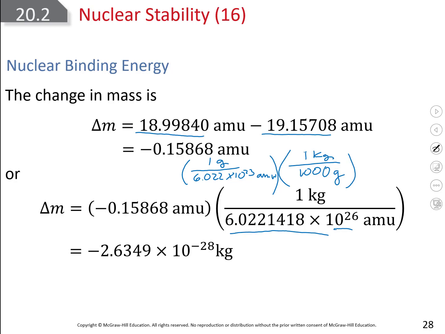And that's where you'll get the 10 to the 26 from. All right, now to turn this into energy, we just take this and multiply by c, speed of light, squared. So that's 2.9979.